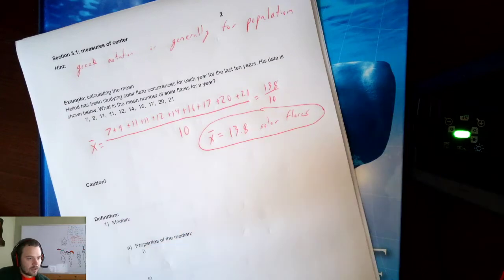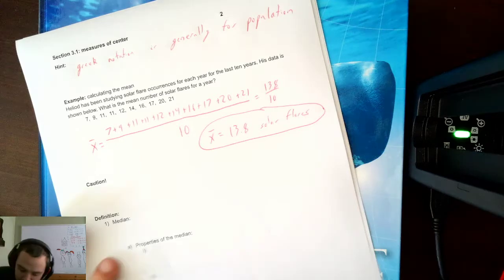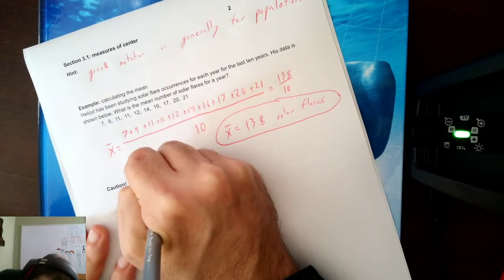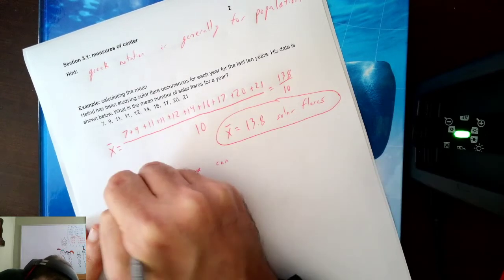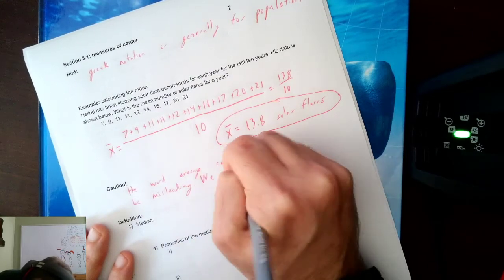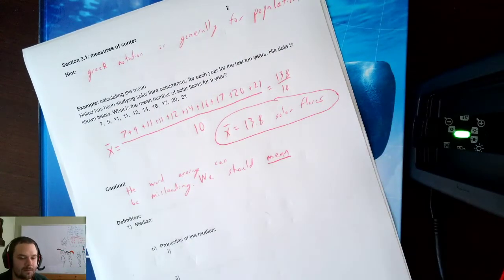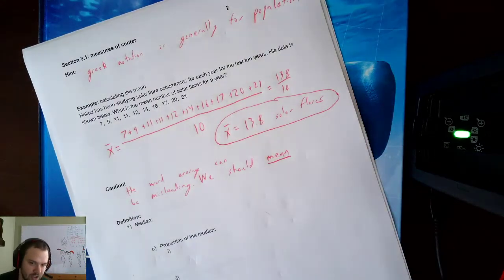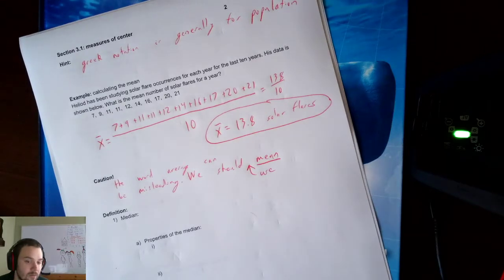Now, we have a caution here, and the caution says the word average can be misleading. We should say mean. We should try and get in the habit of using the word mean when we're talking about an average. The word average can be misleading. We should use the mean instead of the word average.